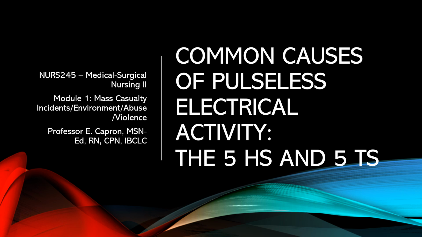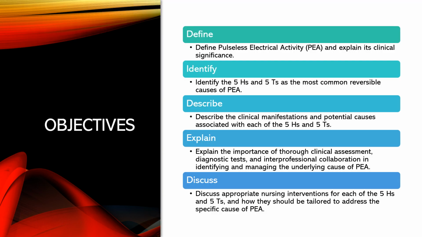In this lecture, we will explore each of the 5 H's and 5 T's in detail, discussing their clinical manifestations and nursing interventions. By the end of this lecture, you will have a solid understanding of these critical causes and be well equipped to provide the best possible care to your patients experiencing PEA. So grab your notepads and let's get started.